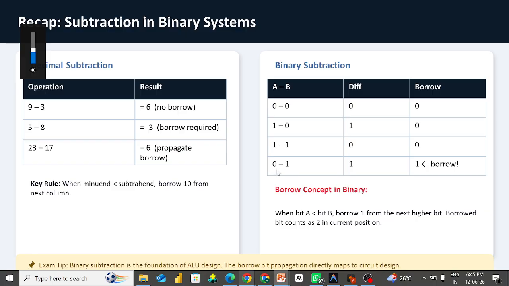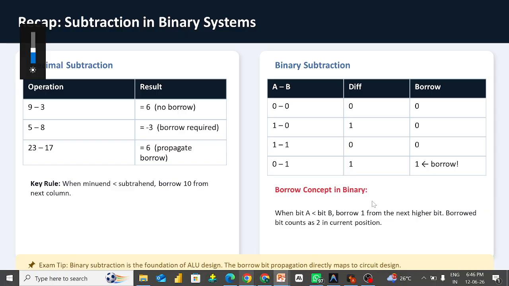So what is the 10 in decimal form? If you convert this binary 10 into decimal form, it's nothing but 2. Then your 0 becomes 2, and if you do 2 minus 1 you will get the answer as 1, right? So that's how you are going to get 1 here. And your borrow will become 1. Why? Because you borrowed something from the next column, right? So that's why you are getting difference as 1 and borrow as 1.